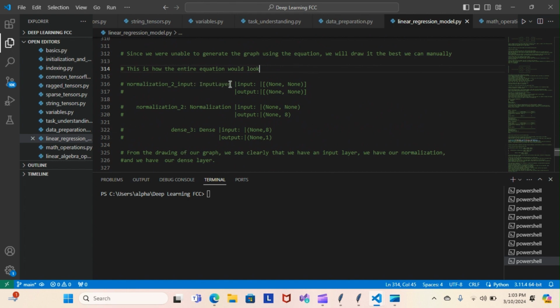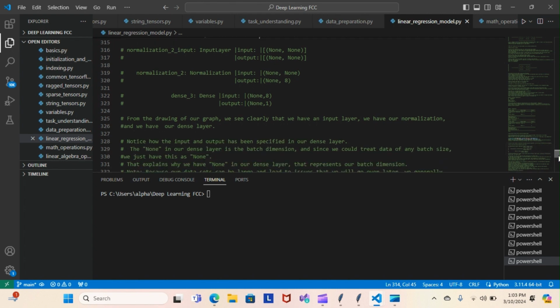You can see we have an input layer, input none none, output none none. We have a normalization layer, input none none, output none 8, and then we have a dense layer, input none 8, output none 1. Now from the drawing of our graph, we can clearly see that we have an input layer, a normalization layer, and our dense layer.